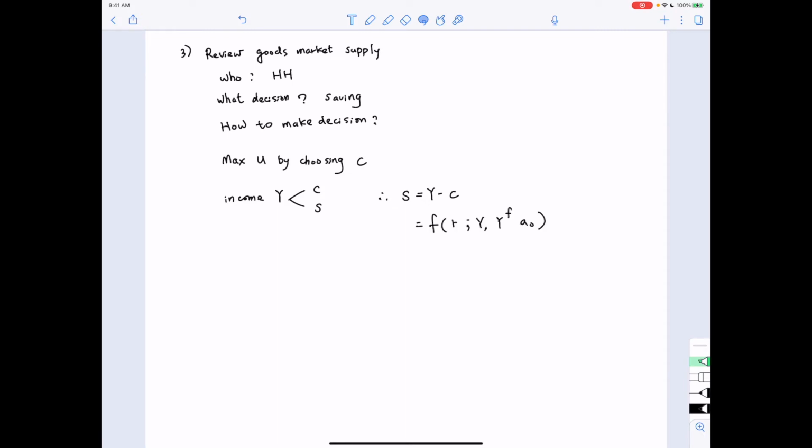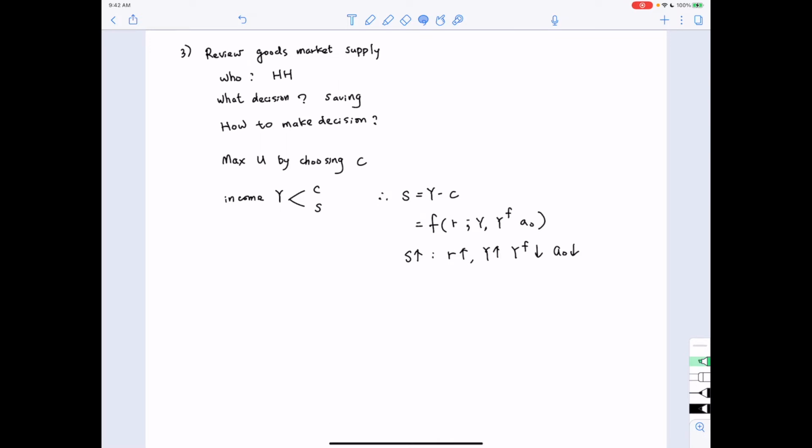And then based on the Fisher model we know that the saving will be affected by the real interest rate, the current income, the future income, and the initial wealth. And then we say when the real interest rate increases, when the current income increases, the future income falls, or the initial wealth falls, all of them will lead to a higher saving.